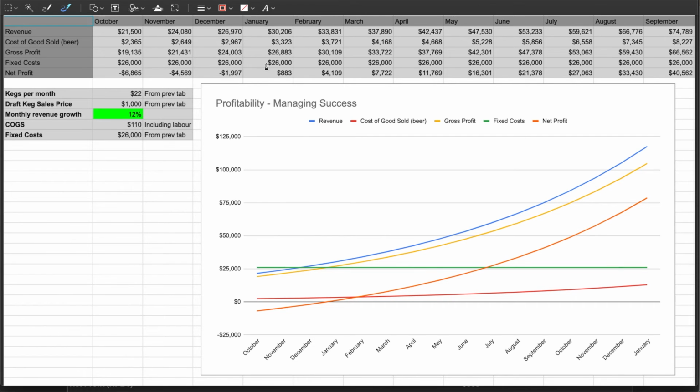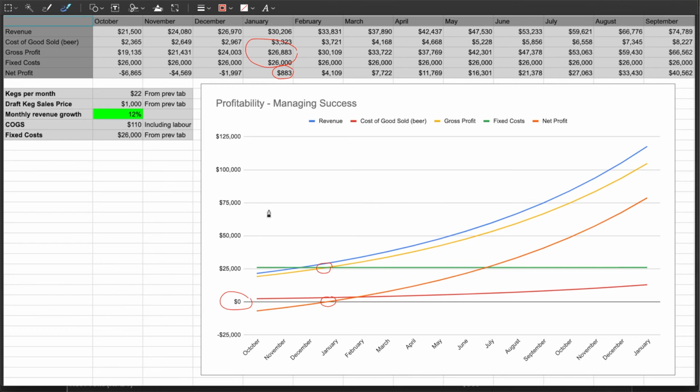And sure enough, in January, in month 4, we can see the gross profit exceeding the fixed costs and the business for the first time breaking even into profitability here. You can identify it on the chart here. The yellow is the gross profit and the green are the fixed costs, fixed throughout. At this point here, gross profit exceeds fixed costs and the business is profitable. Net profit, the orange line here, is above 0.